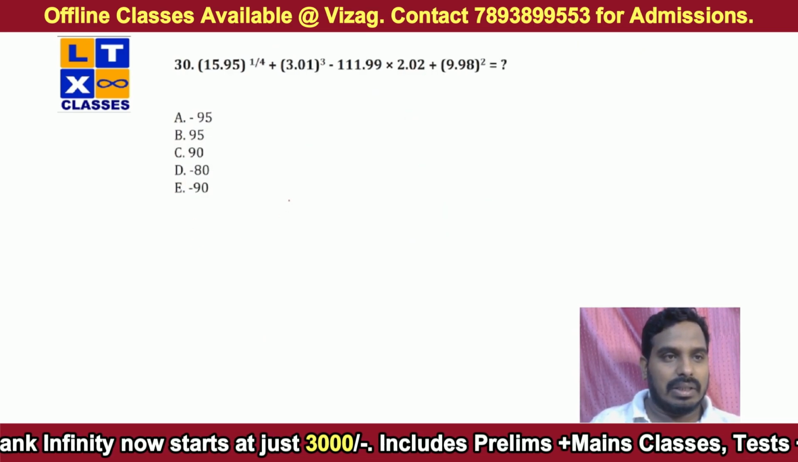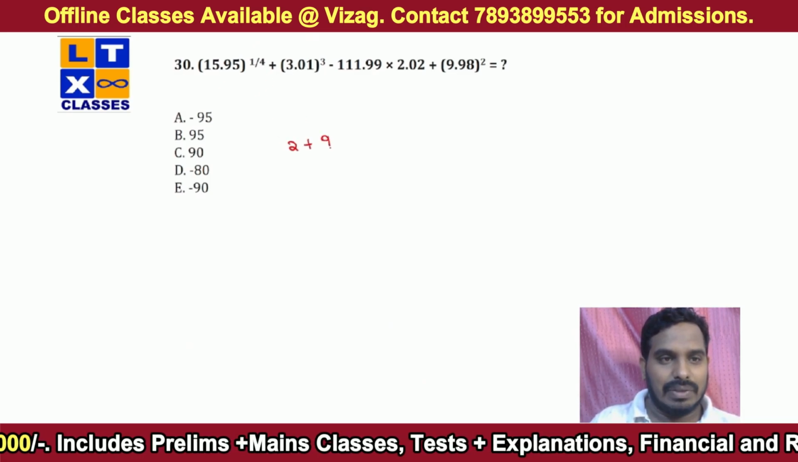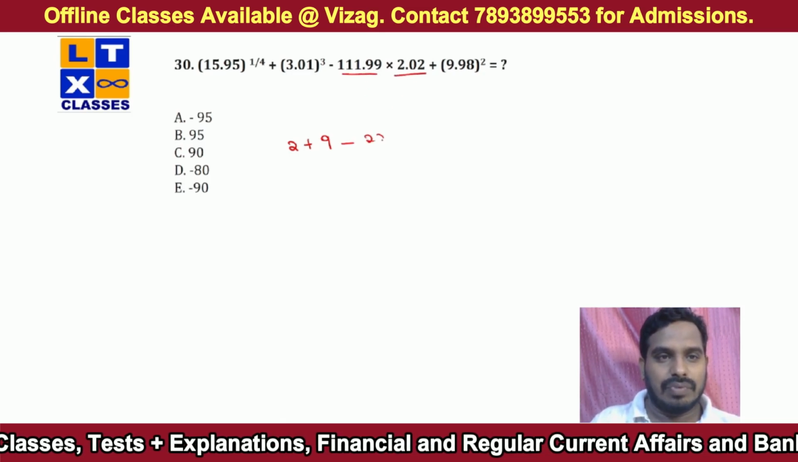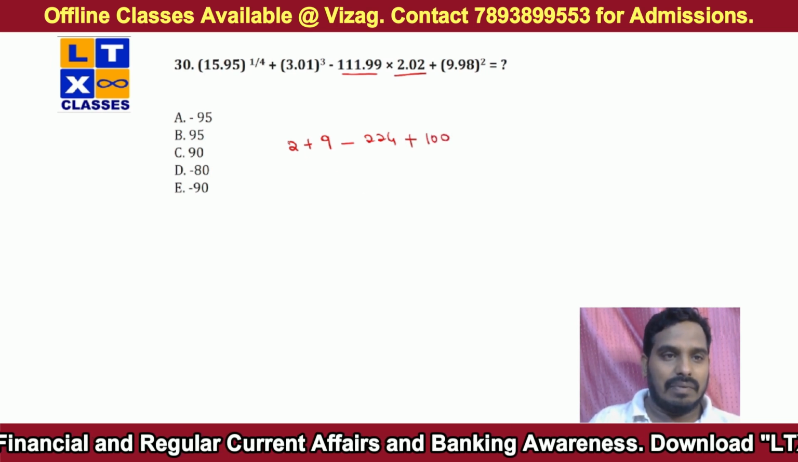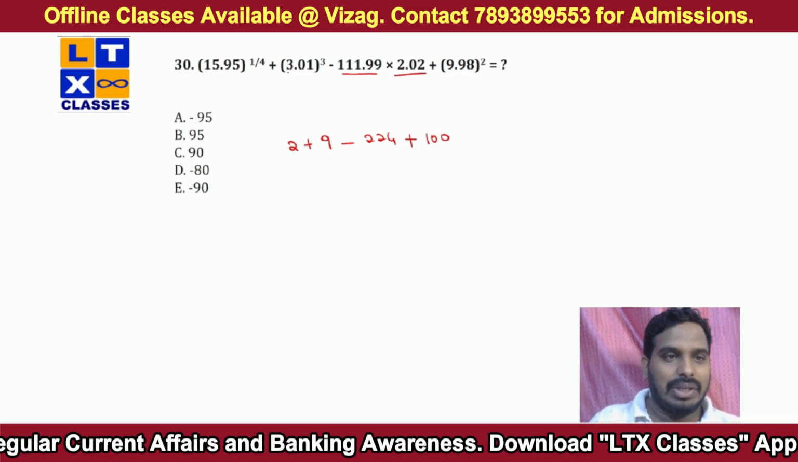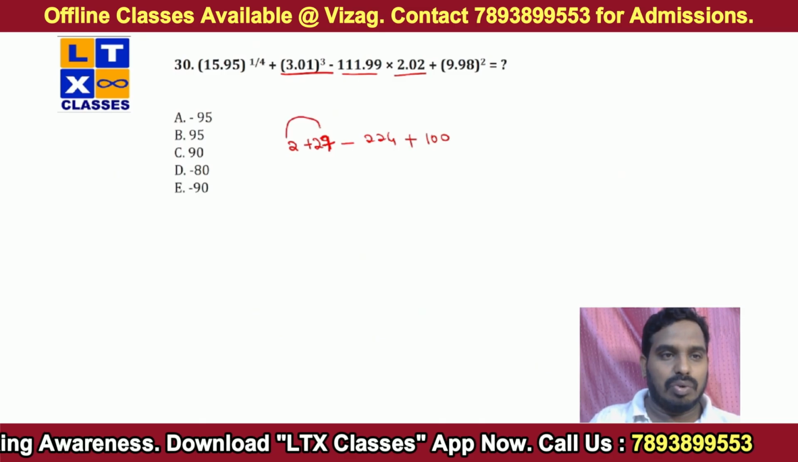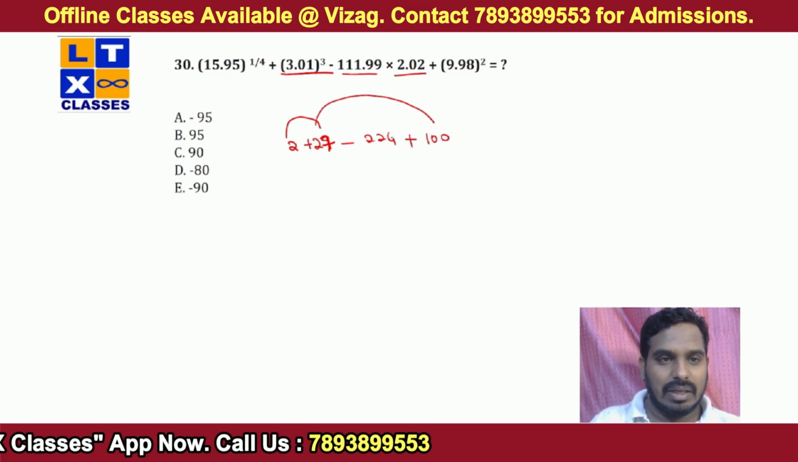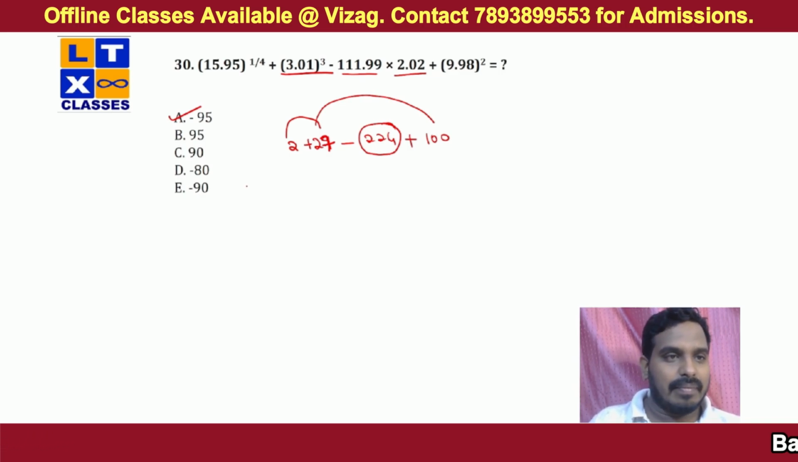Now the next one, 16 to the power of 1 by 4, which is 2, plus 3 cube, minus 112 into 2 which is 224, plus 10 square will be equal to 100. Now 3 cube is 27. So 2 plus 27 is 29. 29 plus 100 is 129. 129 and 224 difference is 95.